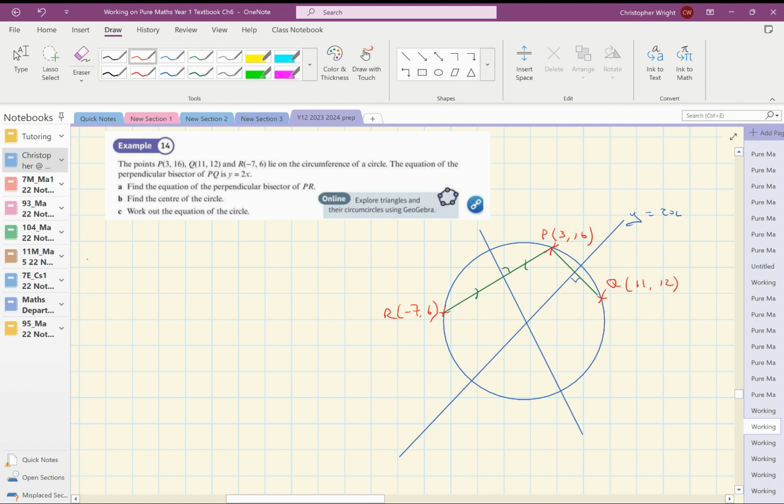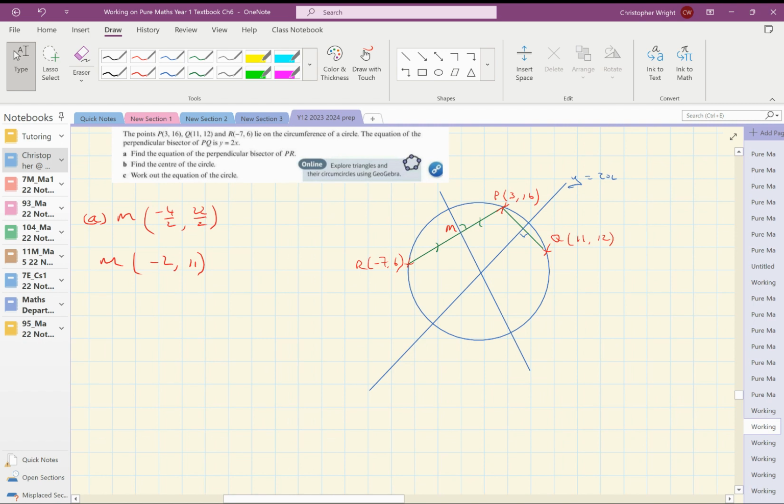First of all, let's find the midpoint of PR, which, by the way, I'll call M. So the midpoint of PR is halfway between -7 and 3, which is -4/2, and halfway between 6 and 16, which is 22/2. So the coordinates of M are -2, 11. So we know a point on this blue line we're trying to find already. We know the point -2, 11. Now if you find the gradient of RP, then we can find the gradient of the line we're trying to find, which I'll call L, because they're both perpendicular to each other.